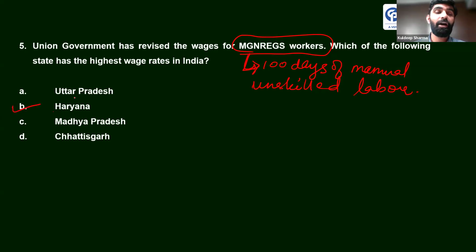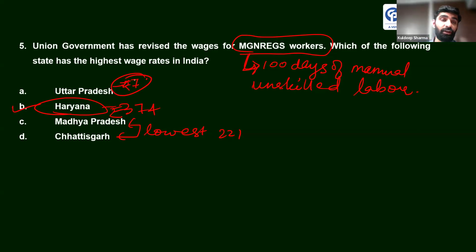So answer here is B, Haryana. The other two options, Madhya Pradesh and Chhattisgarh, actually have the lowest wage rate under MGNREGA, around 221, whereas in Haryana, the wage rate is 374 rupees per day. Uttar Pradesh is somewhere in between, but this year the hike has been the lowest. It was only an increase of 7 rupees. But for us, the answer is Haryana, which has the highest wage rate.